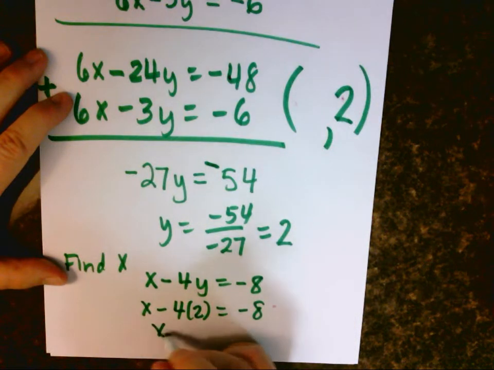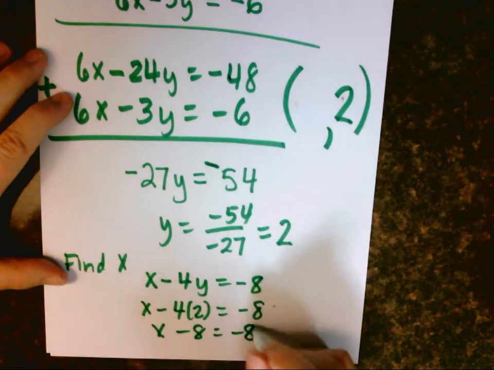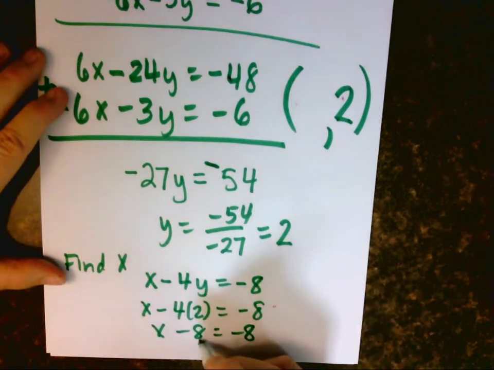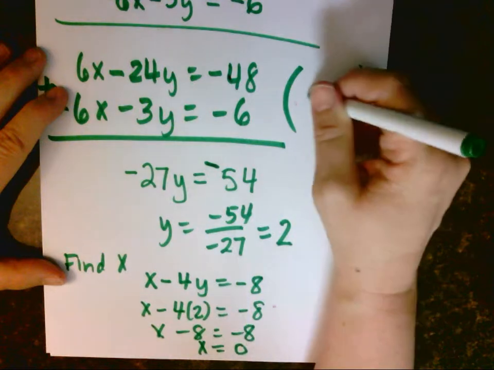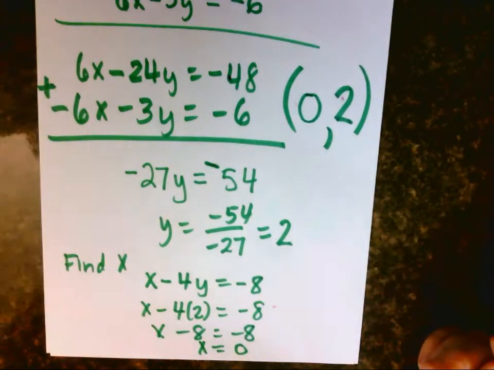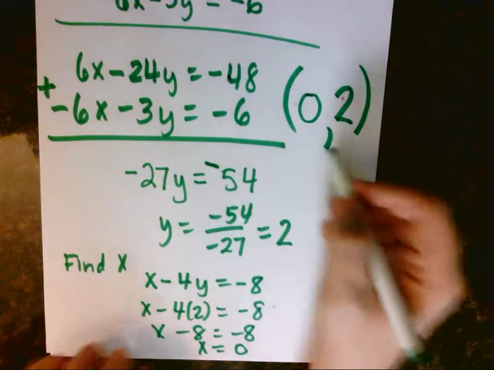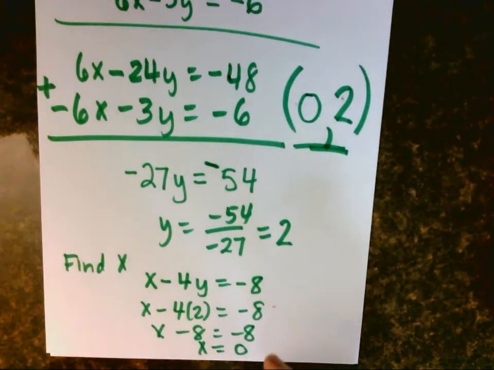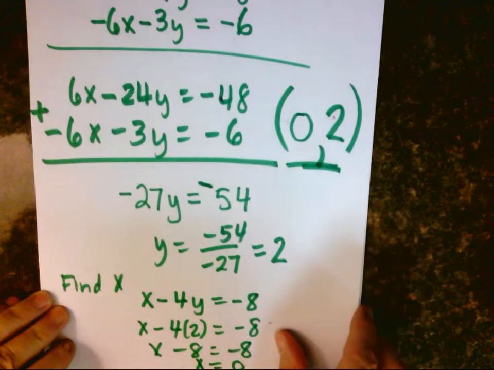Okay, x minus 8 equals negative 8. I'm going to add 8 on both sides. Get x equals 0? Oh well, some graphs cross at 0 something, 0, 2 in this case. So there's the solution. There's where those two lines would intersect in a graph. That's the point that satisfies both.